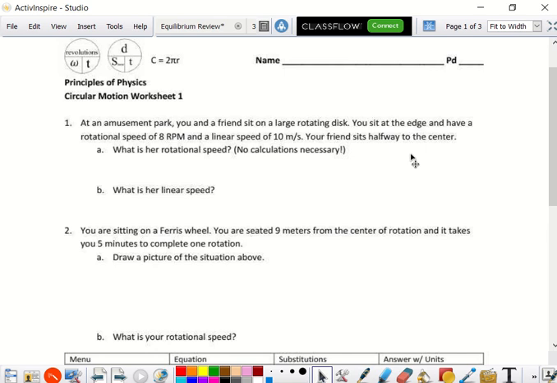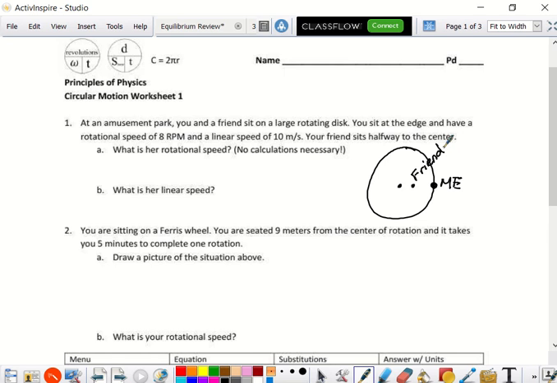Okay, so I'm going to start by drawing a picture. So here is the large rotating disc. I am sitting at the edge, so this is going to be me. And my friend is sitting halfway to the center. So there's the center, and then this is going to be my friend. I guess I can write it all. It's okay that it's spreading out there. It'll be all right.